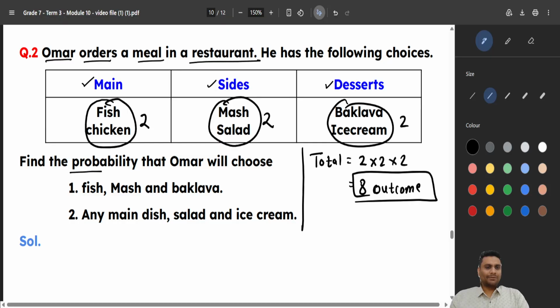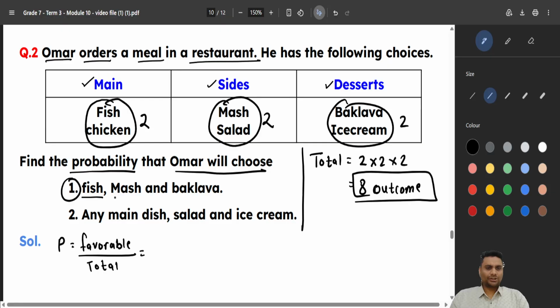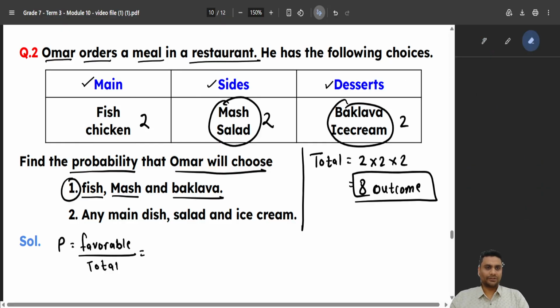Find the probability. Whenever we talk about probability, write the formula: favorable outcome over total outcome. Okay. Now, what does he want? Find the probability that Omar will choose, question number 1, a fish, a mash, and a baklava. In the main dish, he wants a fish. Let me just erase it.